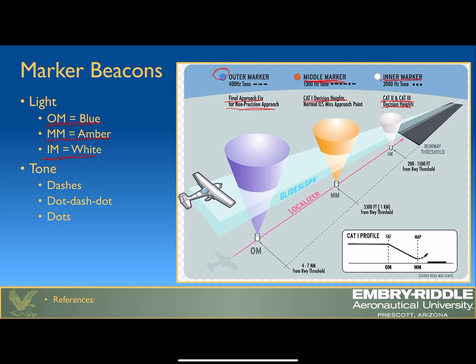So you can see here in a Category 1 profile, which is what we would be, your final approach fix is associated with the outer marker. That's where you should intercept glide slope. And then at the middle marker, that's your missed approach point. So that's where you have to make the decision. Can I see the runway? If yes, you continue your landing. If no, then you execute a go around.